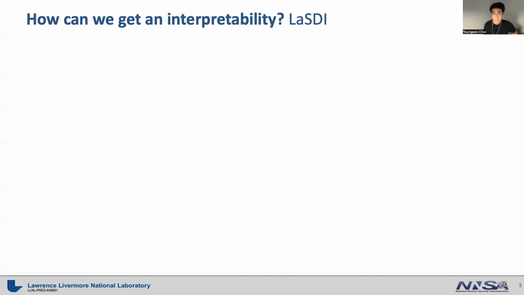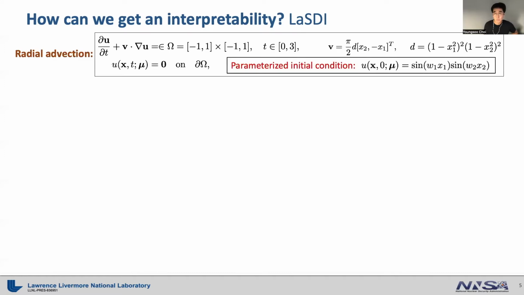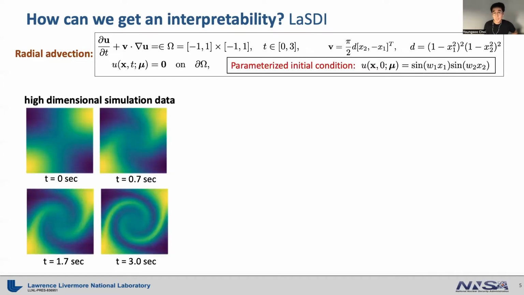We have to somehow relate this data-driven model with what we are familiar with already, the things we have studied for a long time. For example, ordinary differential equations or partial differential equations. To illustrate that, let me consider a simple radial advection problem, which is described by a well-known partial differential equation. You solve it using some numerical schemes such as finite element or finite difference methods, then generate simulation data.